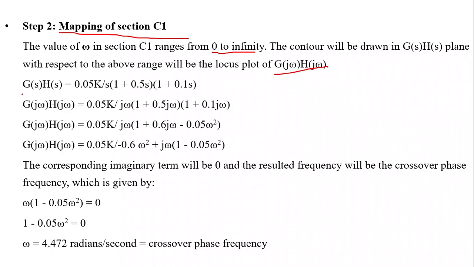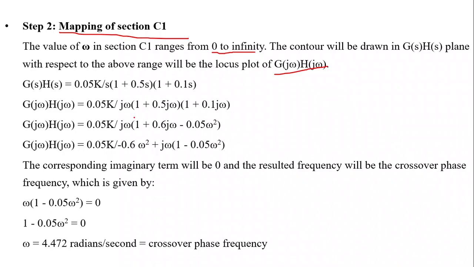write again the given transfer function G(s)H(s) equal to 0.05 K divided by s into (1 plus, in the previous section we have s divided by 20, that is 1 divided by 20 can be written as 0.05 s) into (1 plus, in the previous we have s divided by 10, so we can write it as 0.1 s). After that, wherever we have s terms, we just put j omega. G(j omega)H(j omega) equal to 0.05 K divided by j omega into (1 plus 0.05 j omega) into (1 plus 0.1 j omega).